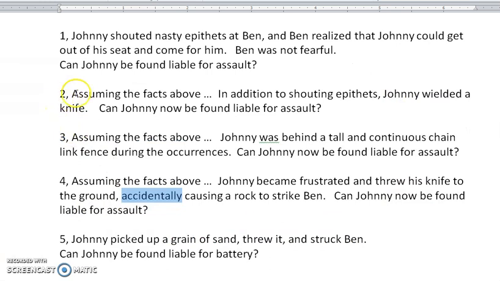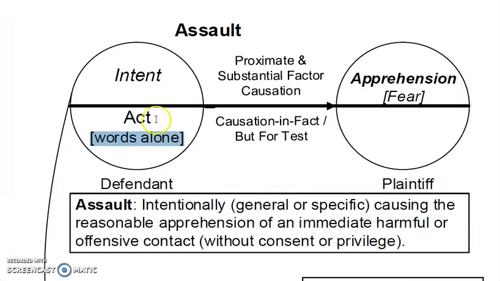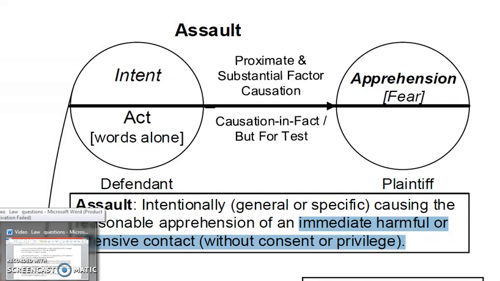Now going back to the fact pattern in number 2, assuming the facts above, in addition to shouting epithets, Johnny wielded a knife. Can Johnny now be found liable for assault? And this additional fact of wielding a knife now gives us a physical act which Johnny is performing intentionally and both causing in fact and being the proximate causation or legal causation to the apprehension, the comprehension on the part of Ben that an immediate harmful or offensive contact can occur without Ben's consent or privilege. So in this step number 2, yes, Johnny can be found liable for assault.